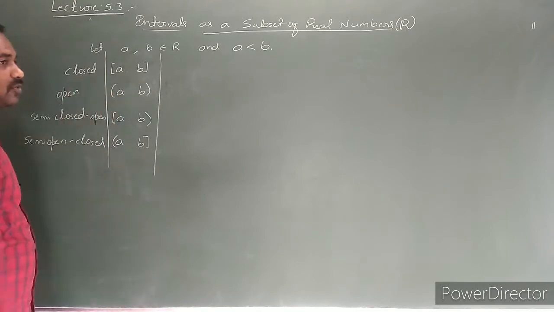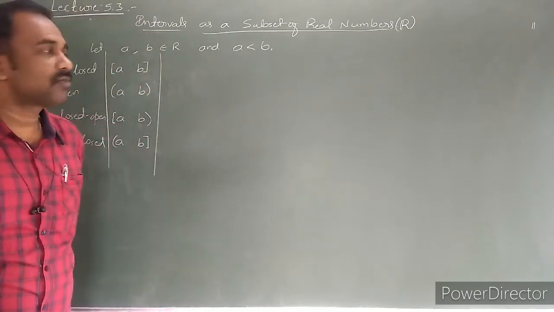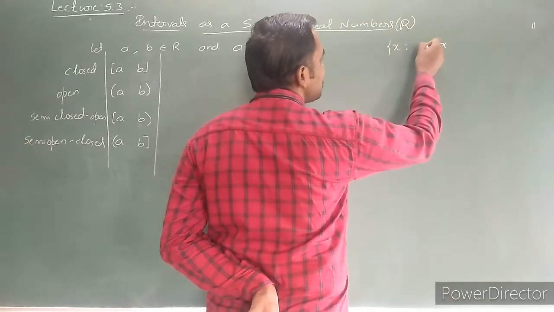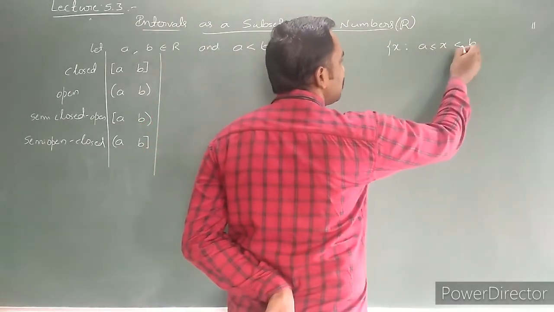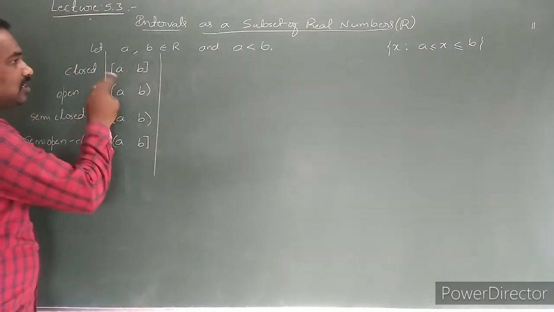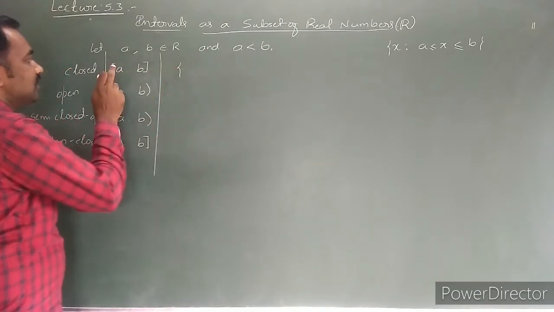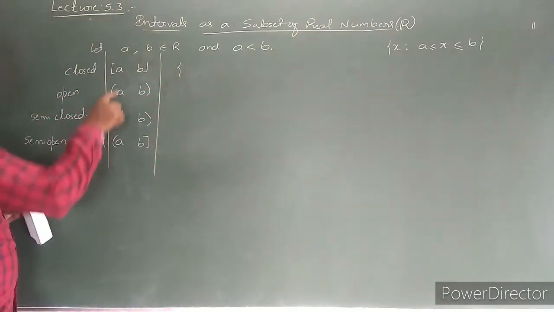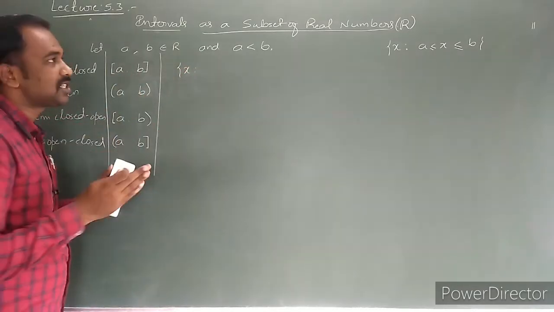So, closed interval. What is the definition of the closed interval? I will write it in a set builder form: x such that x lies between a and b, that is, a is less than or equal to x is less than or equal to b. This is said to be a closed interval. A closed interval means the end points are included. An interval is a subset of the real numbers. If x is in the interval [a, b], it is a subset of the real numbers.